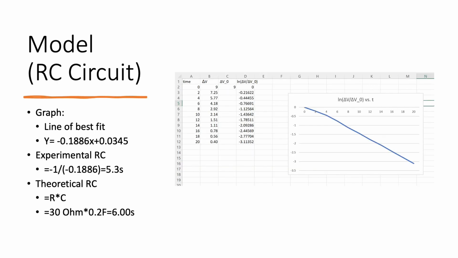I then compiled my data into Excel and graphed it, and I found that the experimental RC value is 5.3 seconds, while the theoretical RC value is 6 seconds.